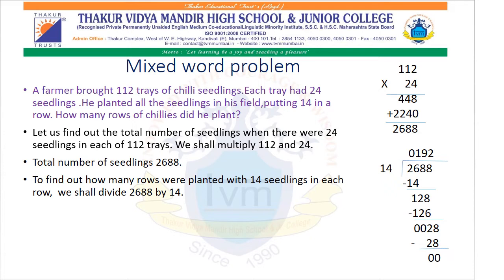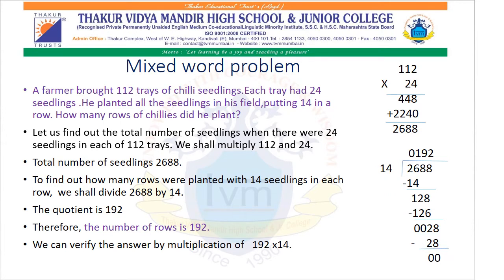2688 divided by 14. So first for 2000, that is 2, which is smaller than 14. So 0 in the thousand place of the quotient. Next number 26 divided by 14. So 14 ones are 14. Remainder is 12. Next number comes down, 8. So 128 divided by 14. 14 nines are 126. So 128 minus 126 is 2. Next number comes down, 8. 28 divided by 14. So 14 twos are 28. Remainder is 0. So what quotient do we get here? 192. Correct. So the quotient is 192 and that is our final answer.